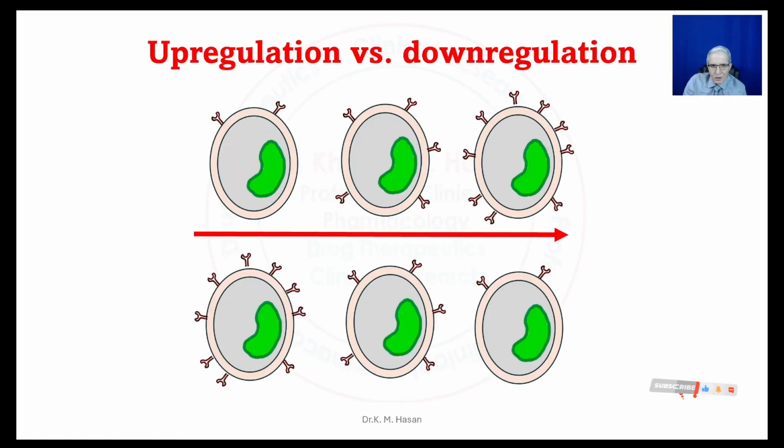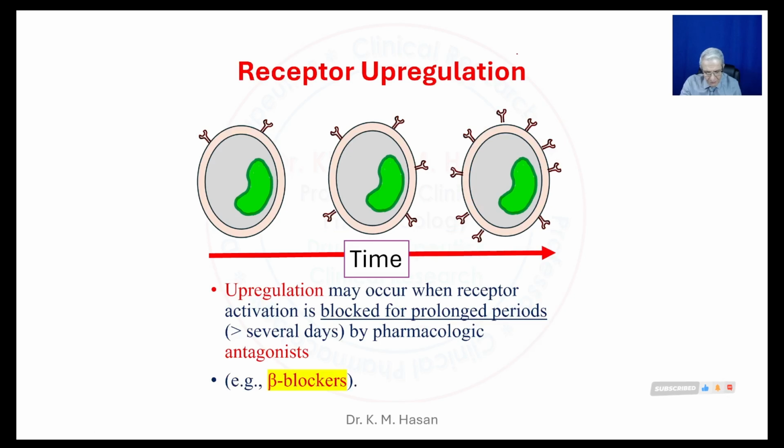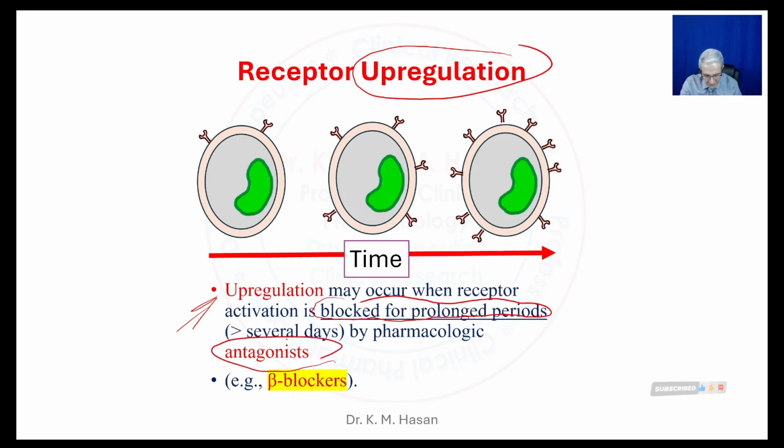Speaking about upregulation and downregulation of the receptor, here we are going to cover two main topics for this slide. We have a case called receptor upregulation. Upregulation may occur when receptor activation is blocked for a prolonged period of several days by an antagonist or blocker. So when you use a beta blocker, for example, you block the receptor. So when we block the receptor, as a compensation mechanism our cells and tissues try to rebuild the receptor.